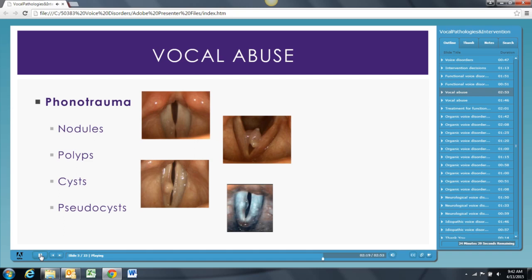Pseudocysts are polyp-like. They typically present as a unilateral, clear, fluid-filled mass at the mid-membranous vocal fold. And one theory is that these develop from hyperfunction in response to some underlying vocal fold paresis. These used to be referred to as edematous polyps, but because of this theory that there may be some underlying paresis, new theories have been developed, and these types of masses have been labeled pseudocysts in the recent literature.